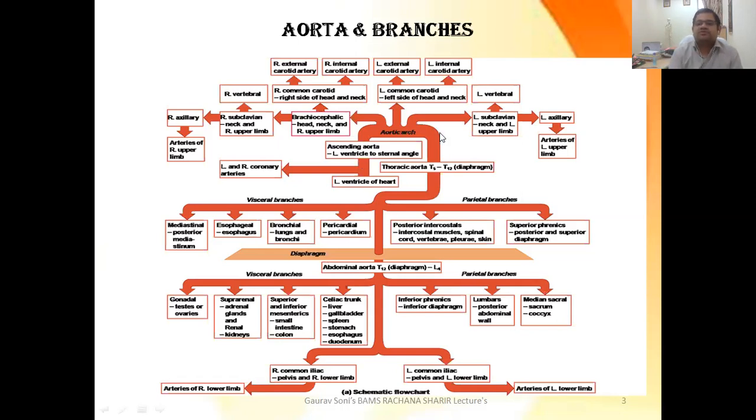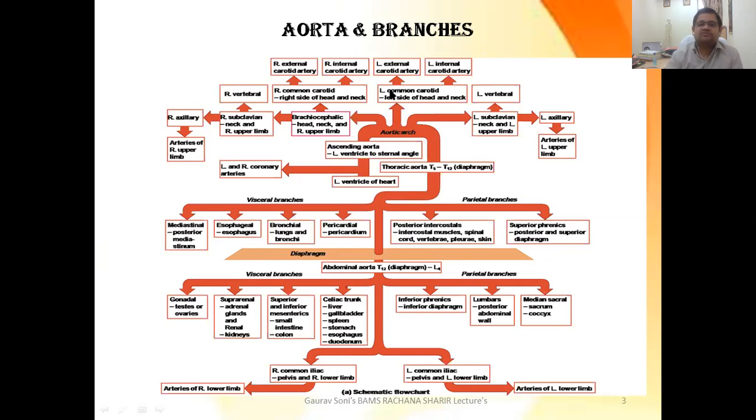Then if you see the downward movement, it is the thoracic aorta. The thoracic aorta has two types of supply, visceral and parietal. Visceral branches go to the mediastinum, especially the posterior mediastinum: esophageal branches and bronchial branches. Remember always, the lung is supplied by bronchial branches. Then pericardial branches. Then there are parietal branches: the posterior intercostals for the intercostal muscles, spinal cord, vertebrae, pleura, and skin, and the superior phrenic for the posterior and superior part of the diaphragm. Then it pierces the diaphragm and becomes the abdominal aorta.